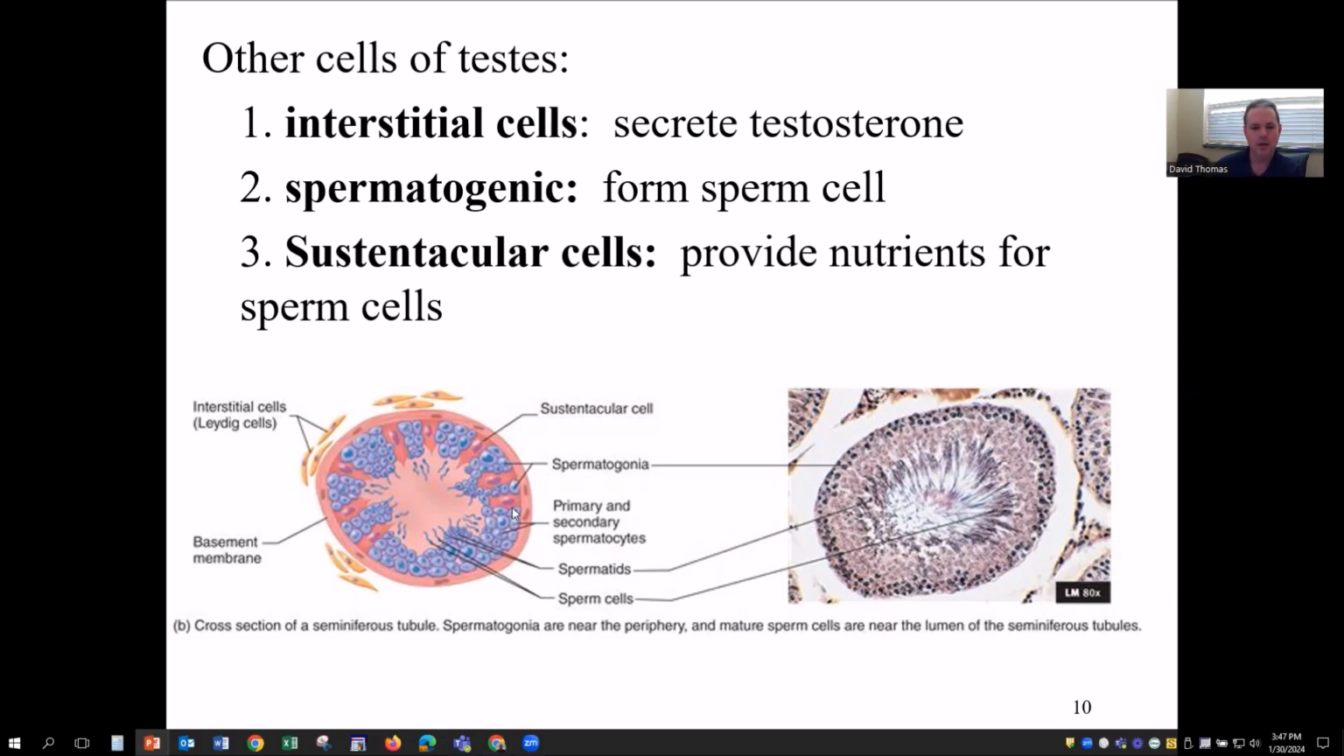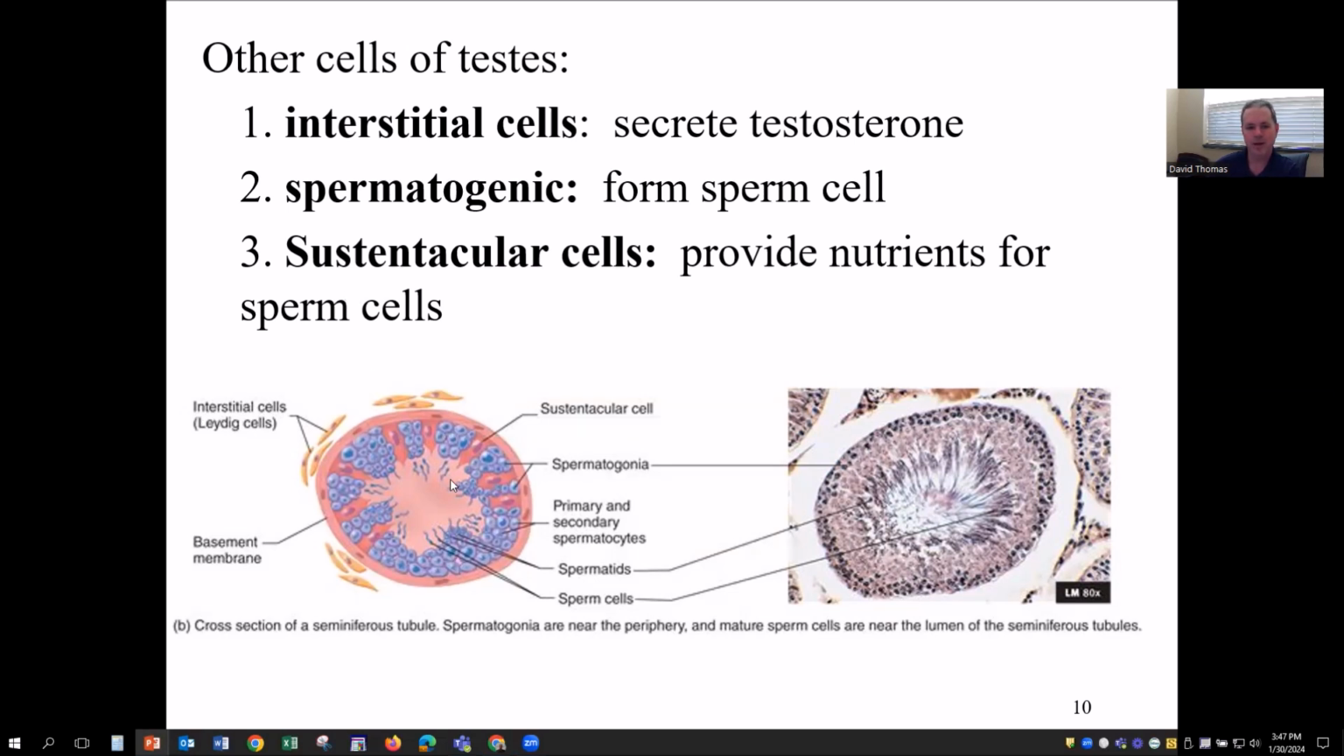And then also within the tubules, you would find spermatogenic cells. Genic, formation of sperm, is what that means. Spermatogenic, they form sperm cells. Essentially, you can think of these as stem type cells. Sometimes you see these referred to as spermatogonia, and that's what the drawing shows here. Along the periphery, along the border, you would have these spermatogonia cells, and they're going to start to divide and then go through meiosis to produce the actual gametes or sperm cells.